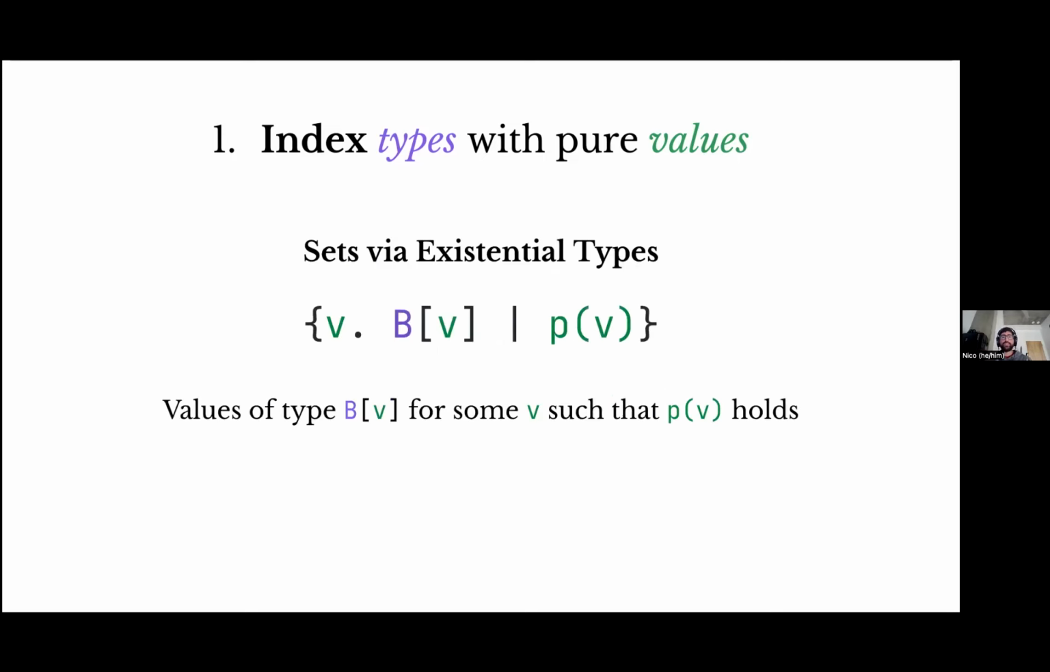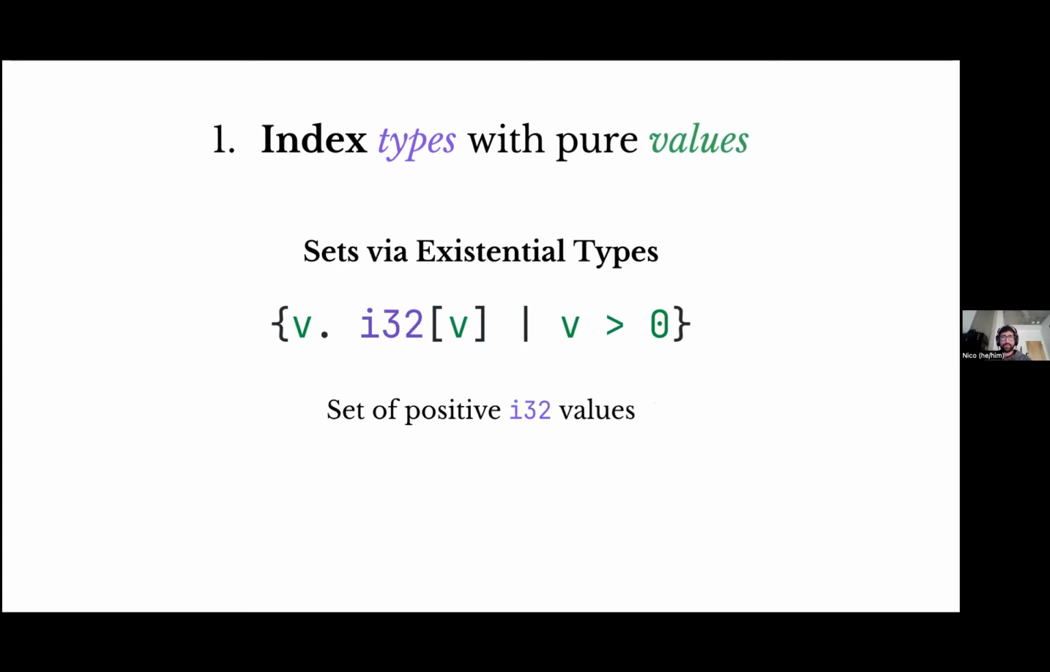The next feature is existential types. The reading for that is: an existential type is a value that represents the values of type B indexed by V, such that some property holds about that value. An example of that is this type that represents positive integers, and we do that by indexing I32 by some value V, such that that value is greater than 0.